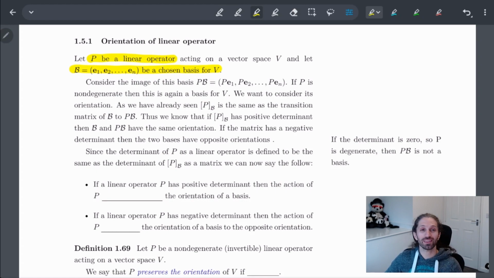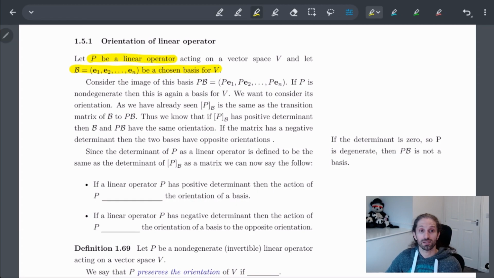And we're going to look at the image of this basis. So in other words, PB. So in other words, I use this operator on each of the vectors. Now, if P is non-degenerate, we know that this is a basis, right? So by P being non-degenerate, we're basically saying the matrix has non-zero determinant. So we know that this gives us a basis.